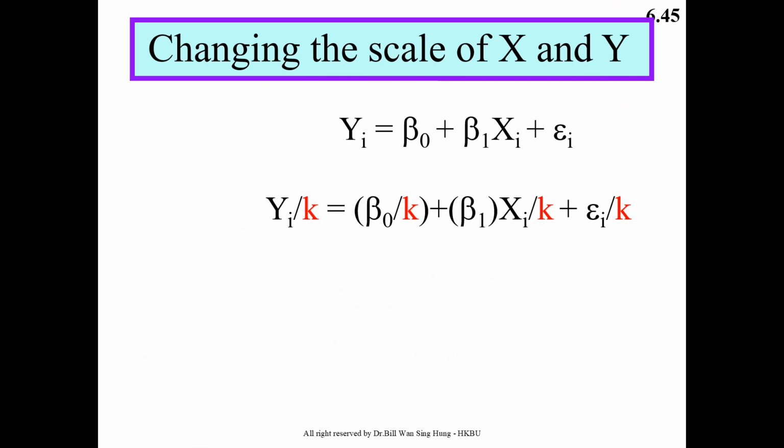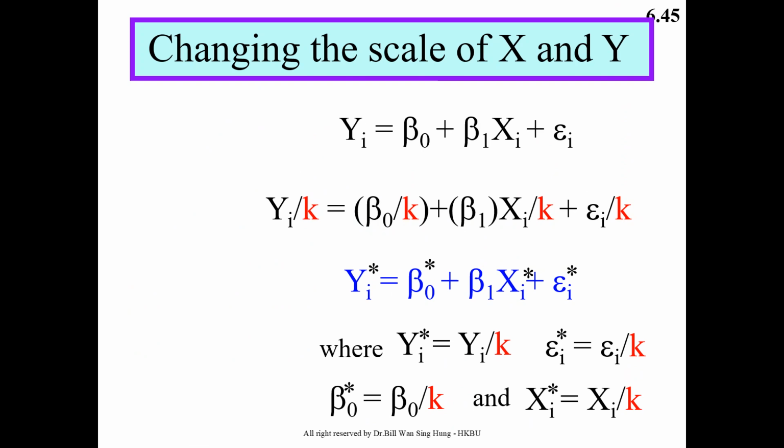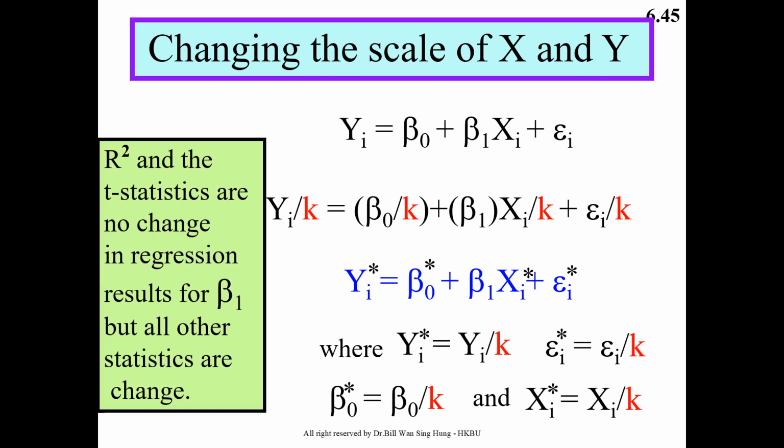Changing the scale of x and y. Let us suppose yi is equal to beta naught plus beta 1 xi plus epsilon i, but then we divide the whole equation by k, so we change the scale. So now we have yi star is equal to beta naught star plus beta 1 xi star plus epsilon i star, where yi star is equal to yi divided by k and epsilon i star is equal to epsilon i divided by k. Beta naught star is equal to beta naught divided by k, and xi star is equal to xi divided by k. So R squared and t statistics will have no change in regression results for beta 1, but all other statistics are changed.